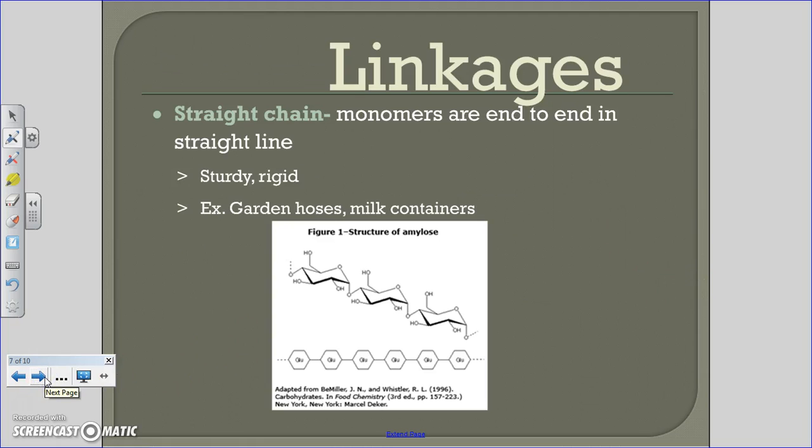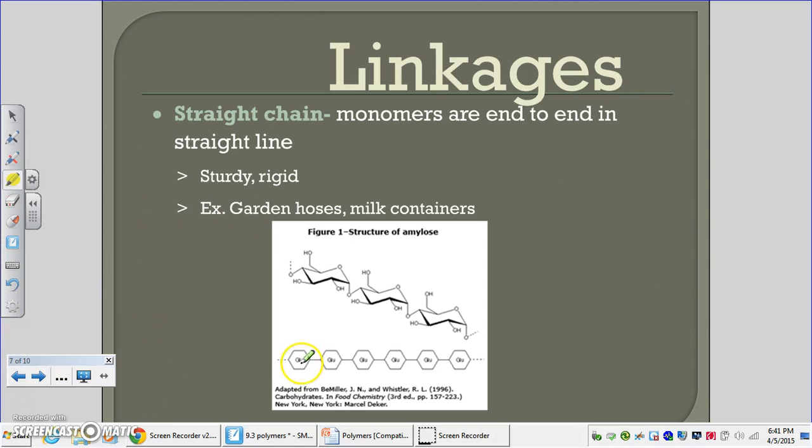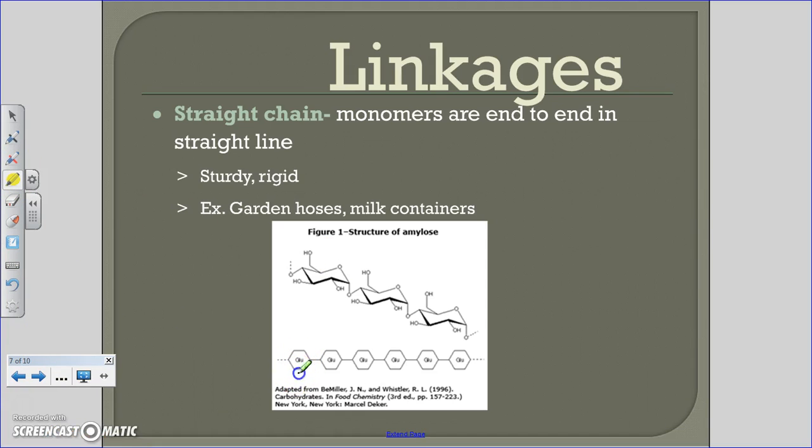All right, last thing here, we have 3 different types of linkages, or how the polymers can be shaped based on the way that the monomers are arranged, which will determine their properties. The first way that they can be linked up is a straight chain. So the monomers are straight end to end. Nothing fancy here, they are just lined up like ducks in a row. If you look over here, we have just straight across, nothing fancy, okay?